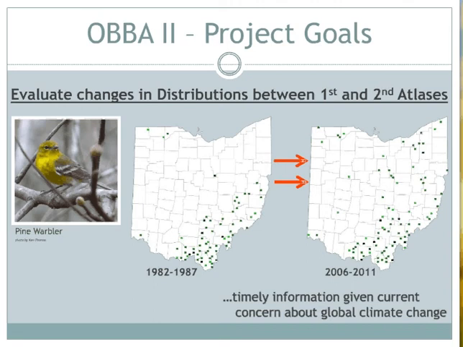So with this second Atlas data now, we're able to evaluate changes in distribution between those periods. So are these range boundaries shifting, or are we seeing a contraction or a movement? And this is timely given concerns over environmental issues such as global climate change or changes in land cover and sprawl.